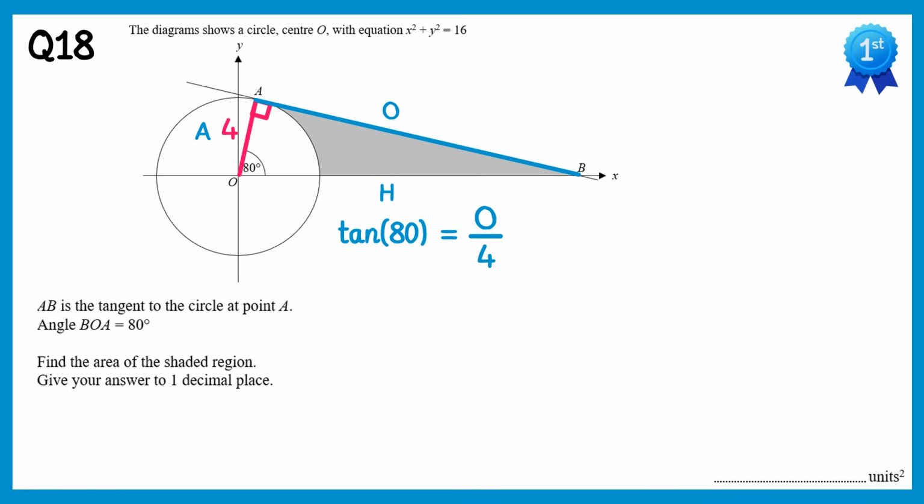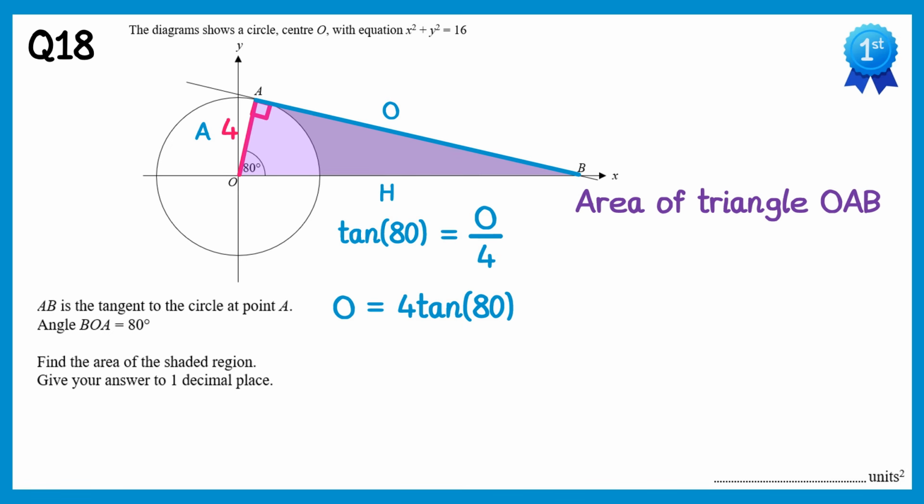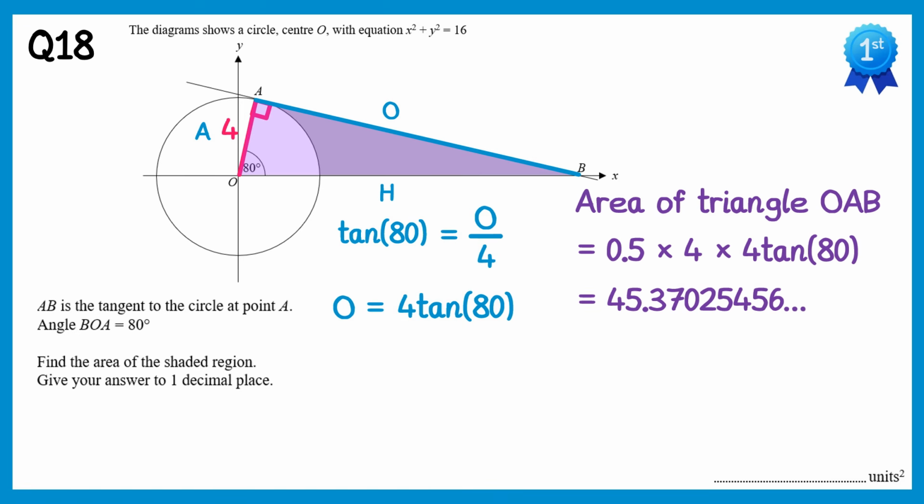You can rearrange this by multiplying both sides by 4 to give you the opposite equals 4 times tan 80. Now let's turn our attention to the triangle OAB, this one here. We can find the area of a triangle by doing half times the base times the perpendicular height. So let's treat the line OA, the red one, the radius, as the base, and the blue line AB as the height, since they make a 90-degree angle. So the area of this triangle is 1/2 times the base, which is 4, times the height, which is 4 tan 80. If you type this into your calculator, you'll get this number here.